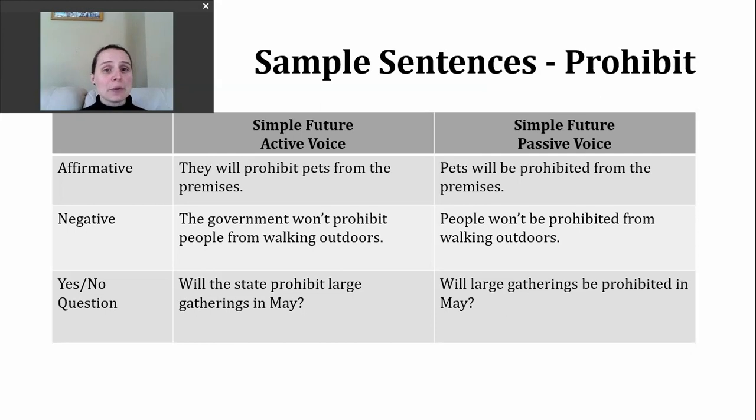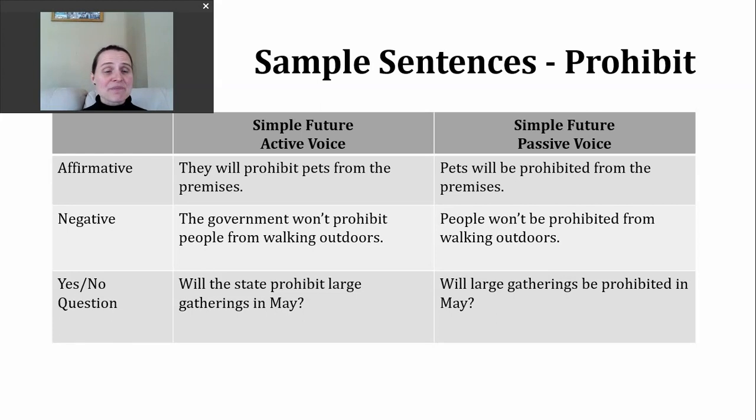So here's an example of an affirmative sentence in the future using will. They will prohibit pets from the premises. So what it's suggesting with the word premises, that could be like the building, the land, the area that might be enclosed or fenced in. So pets are not allowed.